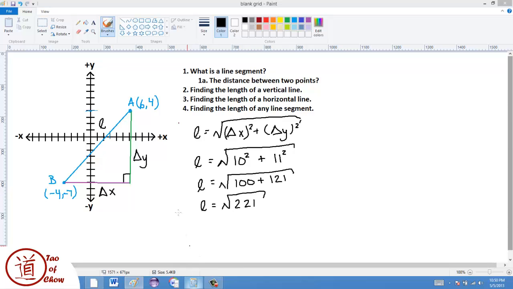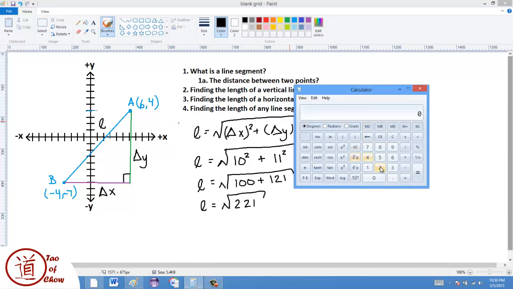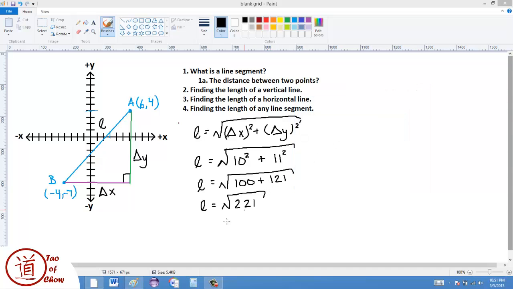Let's pull up the calculator and see what that is. So 221, enter, where's the square root? There it is. So 14.9. So length is equal to 14.9. And that's really it. What we do is we just draw a triangle and we measure the difference of these, which is finding the vertical line segment and the horizontal line segment, and then that's it. We just use the Pythagorean Theorem to find the length of the line.